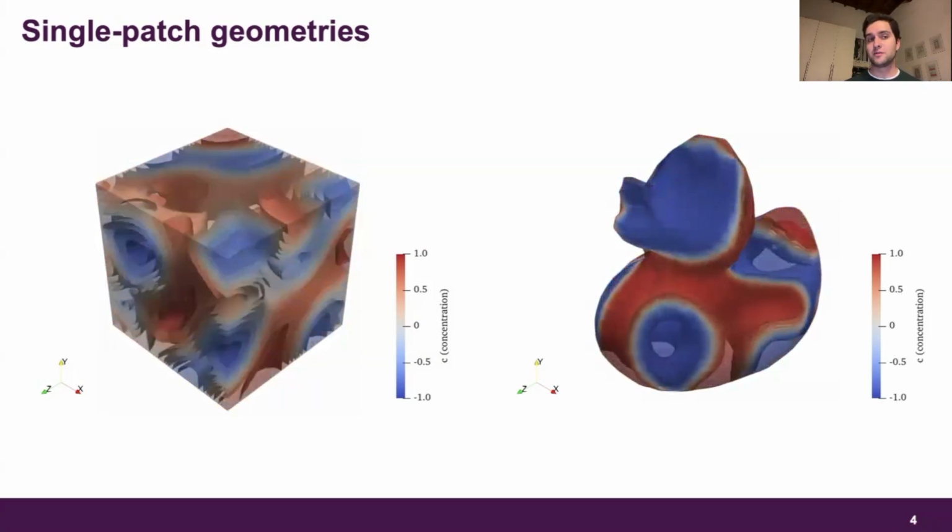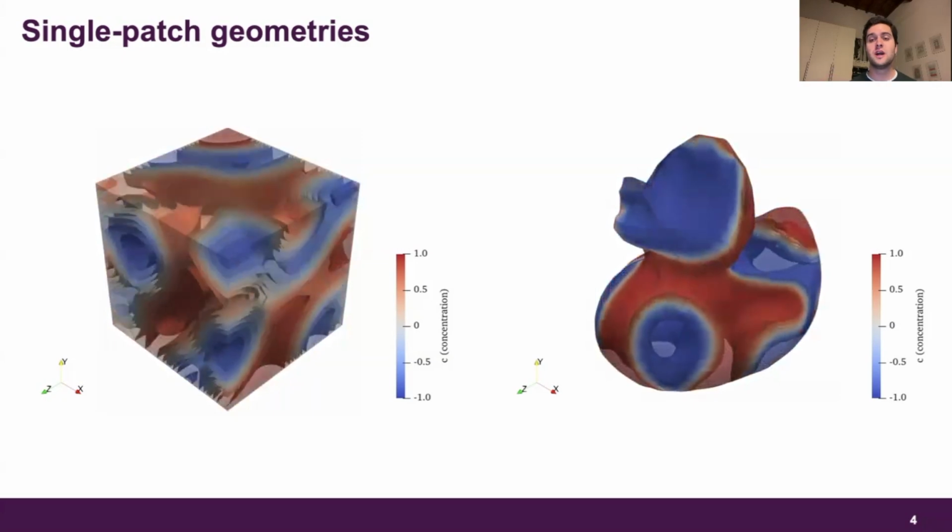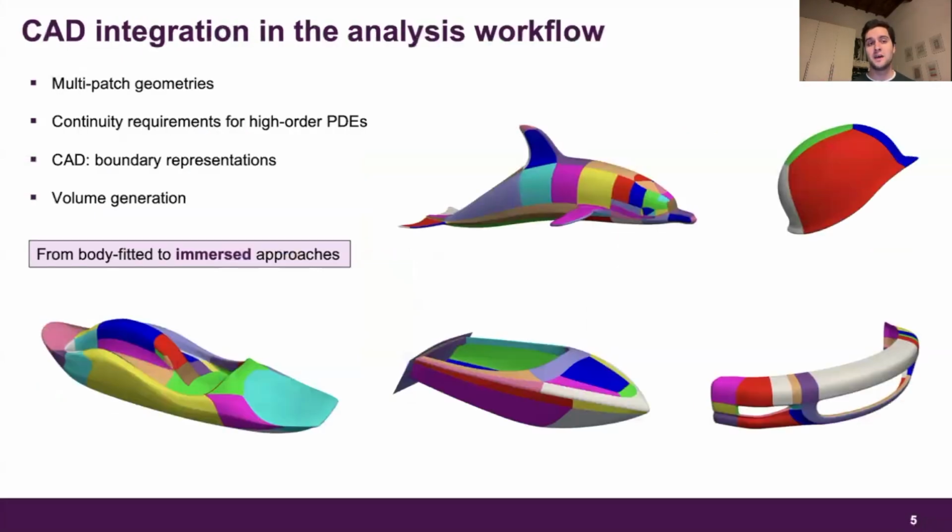We were very happy about the results, but again, this is a single patch parametrization, and what one finds in real life CAD designs are multi-patch representations of the objects. This is tricky because multi-patch representations require the imposition of continuity requirements across the patches in order for us to be able to solve the high-order PDEs.